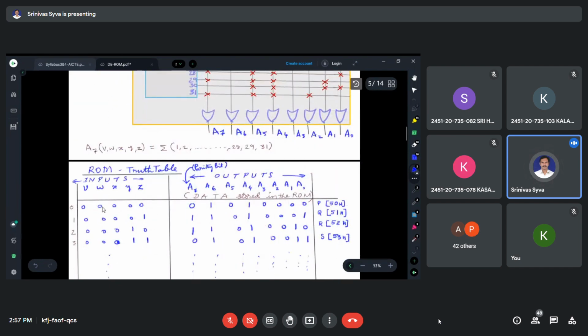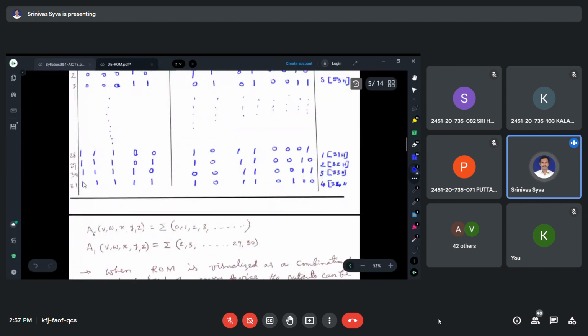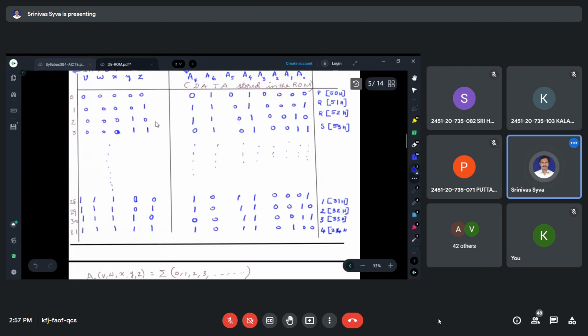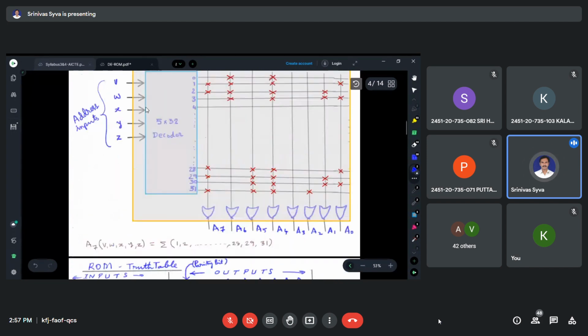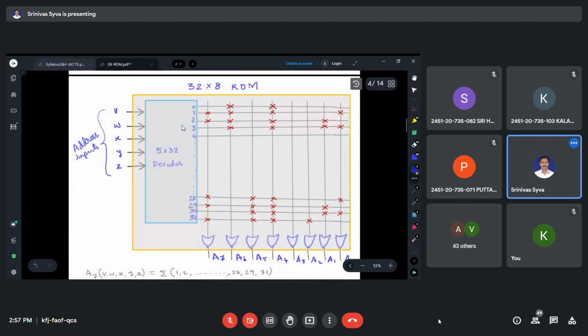Min term 0 means 00000. The 1 means 00001, like this. 2 means 00010. These are min terms, up to 11100, which is min term 28. Min term 29 is 11101, min term 30 is 11110, min term 31 is 11111. So these are all the min terms generated by the decoder. The decoder is used in constructing the ROM device.